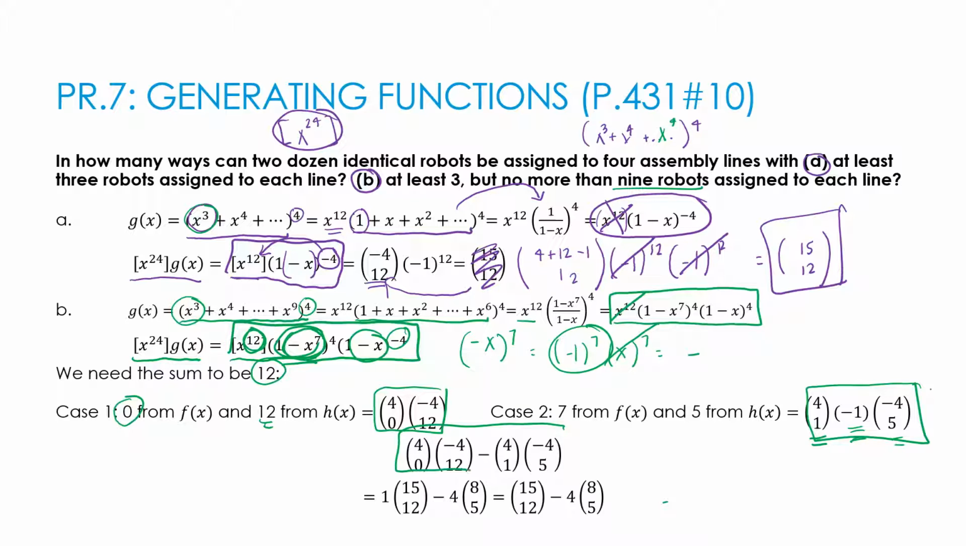So here's my final solution, which I have chosen to reduce or simplify a little bit more. 4 choose 0 is just 1, 4 choose 1 is just 4, and then of course I rewrote my negative 4 choose 12 as 4 plus 12 minus 1 choose 12, and this guy was 4 plus 5 minus 1 choose 5, and that's where I got my final answer. So this would be my final solution.